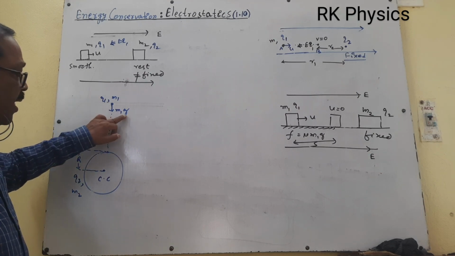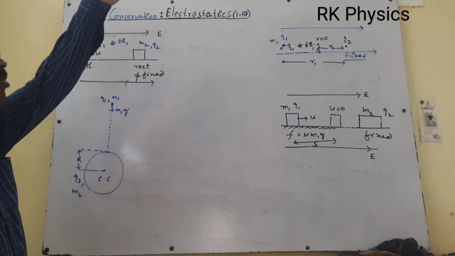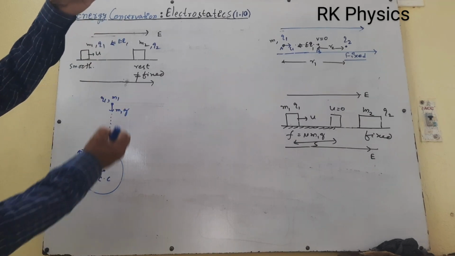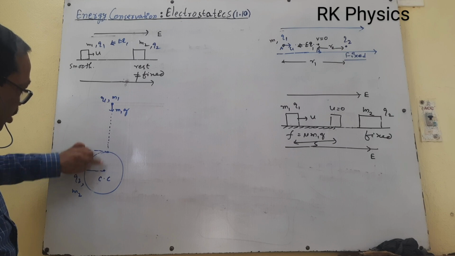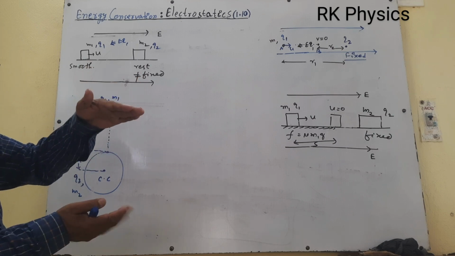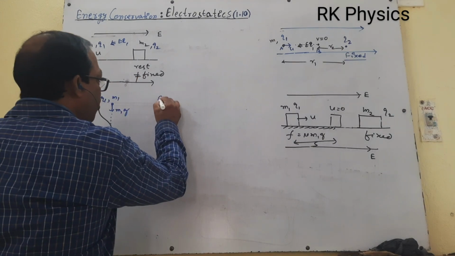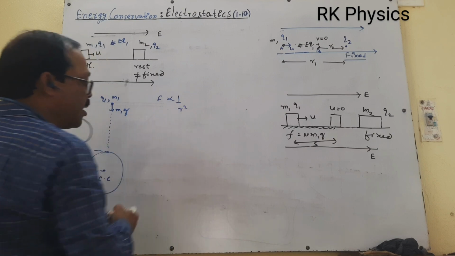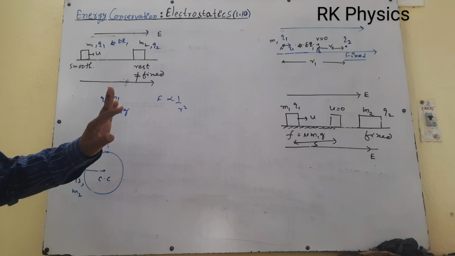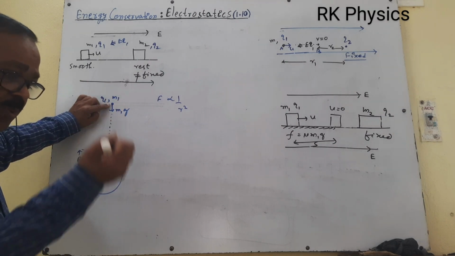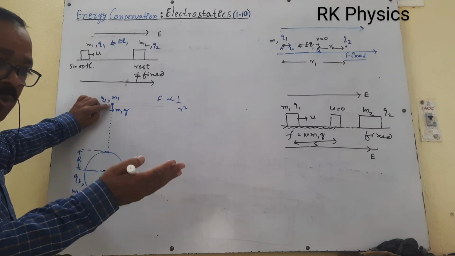Weight of the charge is m1g. If the object is dropped from some height, due to the weight it moves down and down. That means the distance between the two charges goes on decreasing. Now, since force is inversely proportional to r square, as the distance decreases the repelling force increases. That means the charge experiences an upward force.